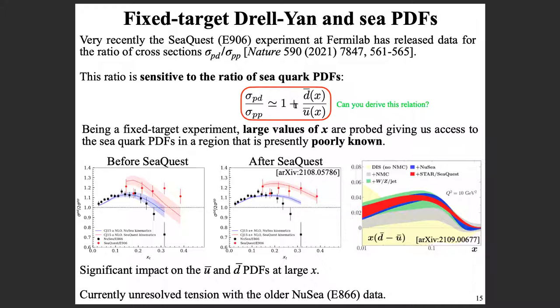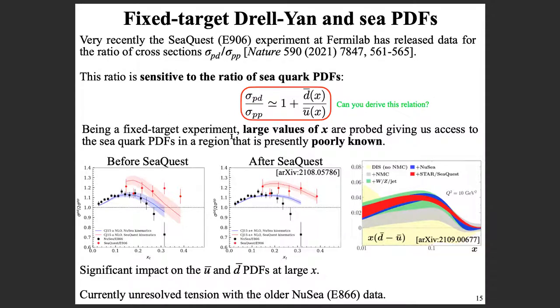I mean the distributions associated to quark flavors or anti-flavors that don't belong to the valence structure. We know that the proton is made of two ups and one down. So whatever is not up or down is called sea. And as I was trying to argue, this ratio measured by the SeaQuest experiment is very much sensitive to the ratio of D bar over U bar. It's a very nice exercise for you to prove that this is the case.